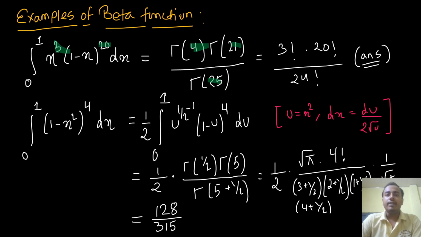Remember that gamma of n is (n minus 1) factorial. For example, gamma of 100 should be 99 factorial, like that. So you can simply put the values and get the answer directly. You do not even need to calculate this integral. Any integral of this form.